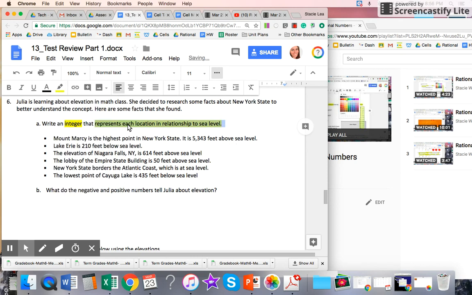That's not very good highlighting. I should have done each, or in and two. So it represents each location's relationship to sea level. Well, now I know, what do I know about this? I know sea level is 0.